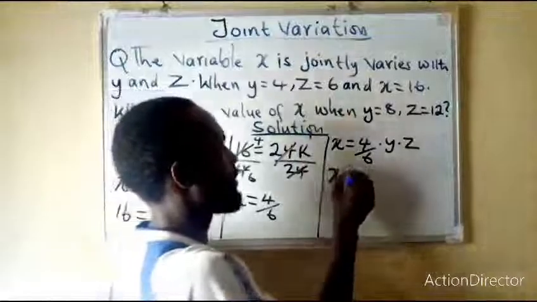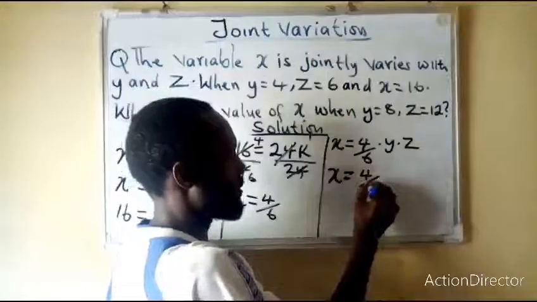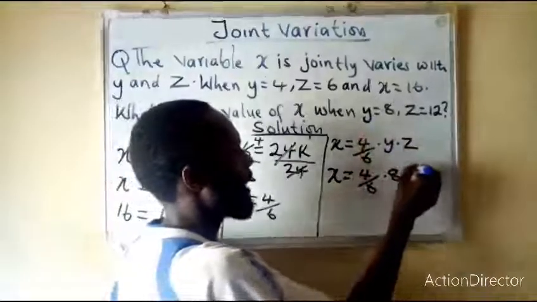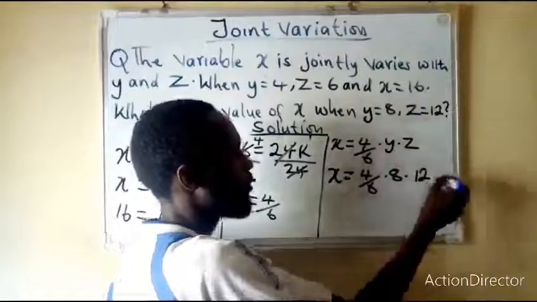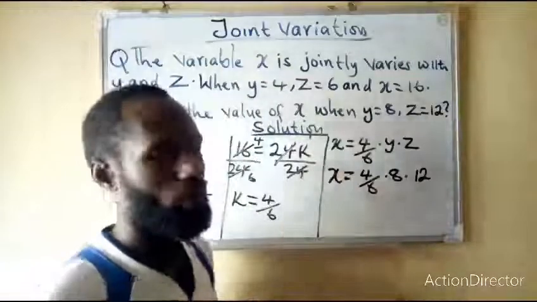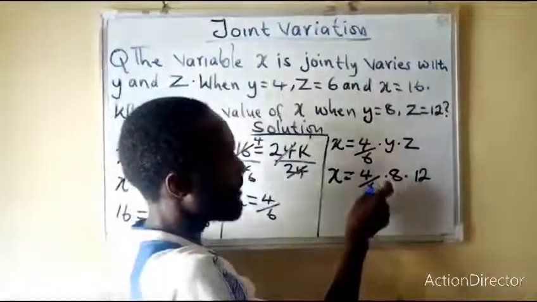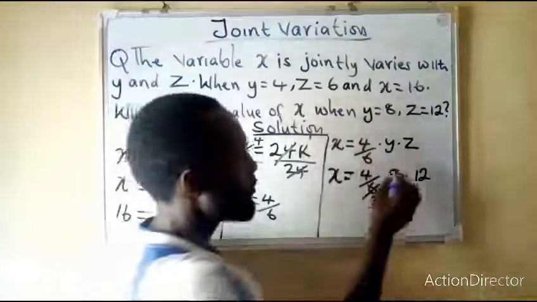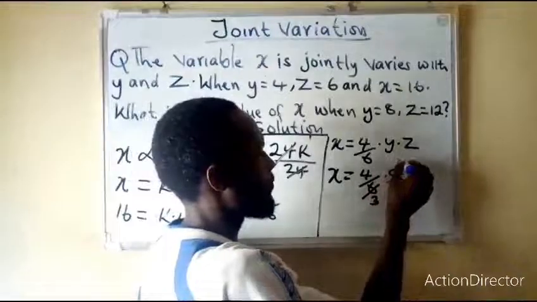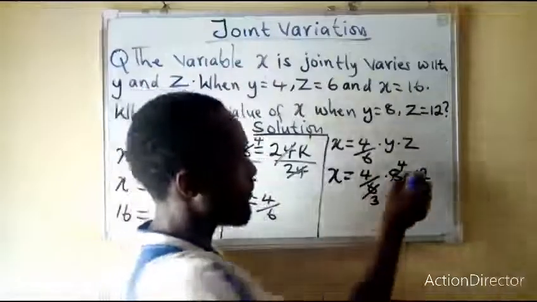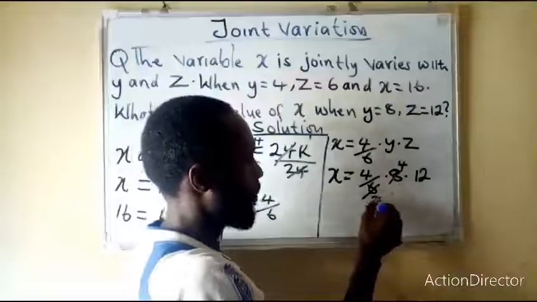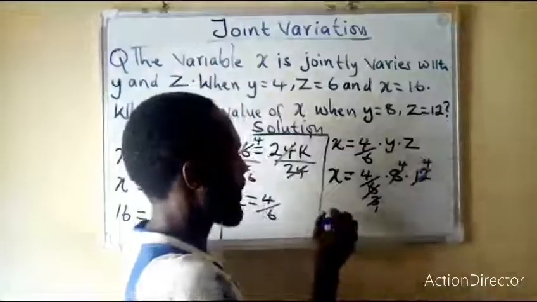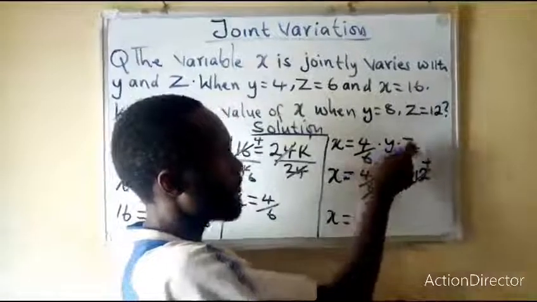So now x is equal to 4 over 6, which is the constant, times y, and y is 8, so 8, times z, z is 12, so we put 12 here. The next thing is to reduce our work. The number that will divide 6 and divide 8 is 2, so 2 into 6 is 3, 2 into 8 is 4. Then we cancel this 3 here, 3 into 12 will enter 4 times as well, so 4. So our x is now equal to 4 times 4 times 4.